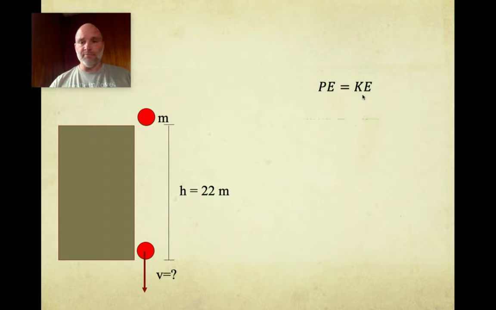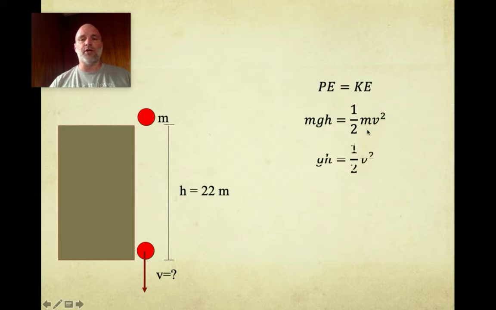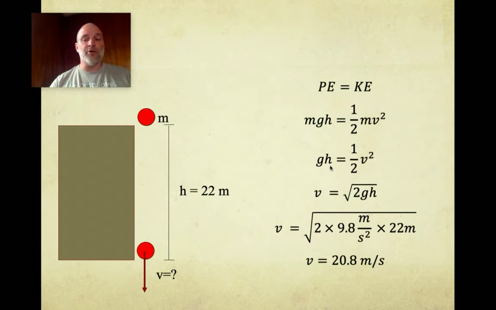We found out the other day that potential energy is mgh and kinetic energy is 1/2 mv squared. You notice here we have a mass on both sides of the equation that cancels out, and so we're left with this. If we rearrange the equation, we multiply both sides by 2, take the square root, and then turn it around. We find that the velocity at the bottom is the square root of 2gh. If we plug in some values, we get the same answer we found way back using kinematics: it's going 20.8 meters per second.